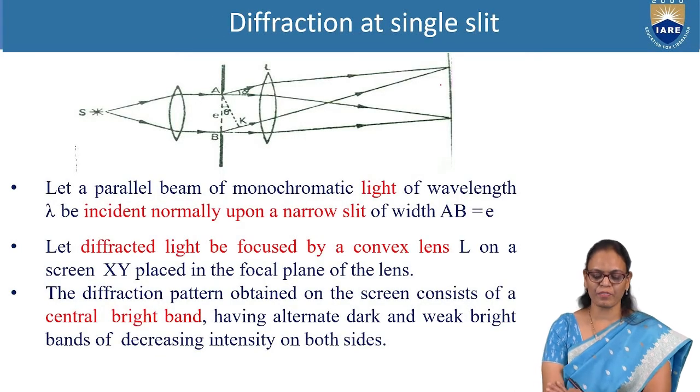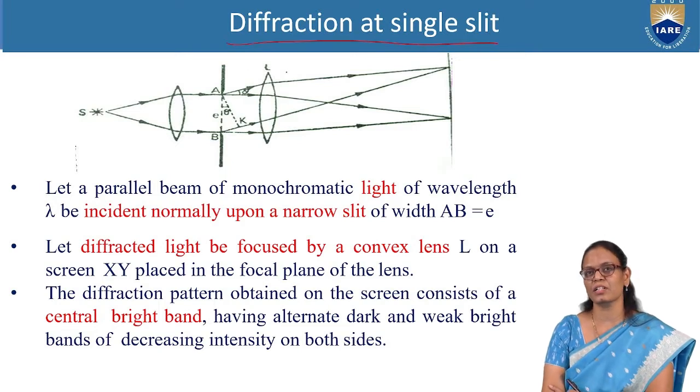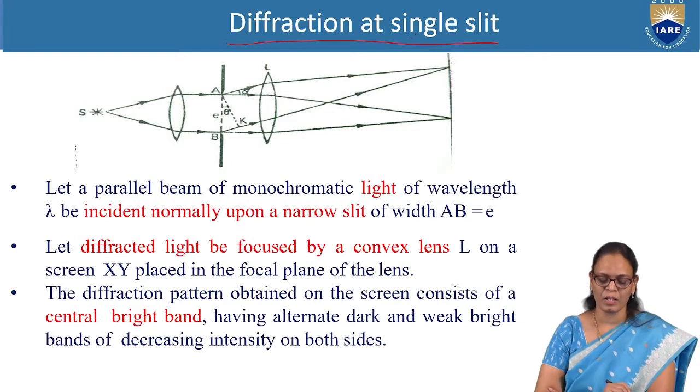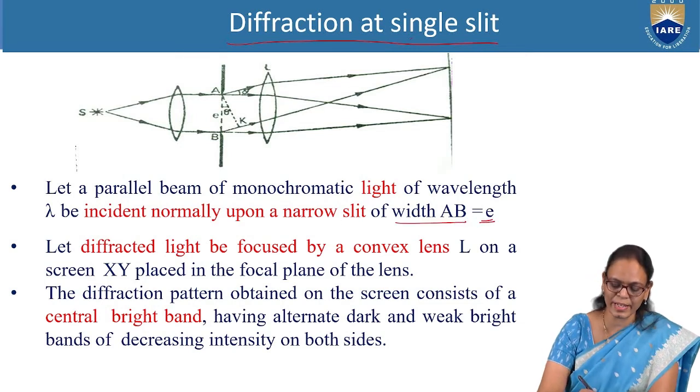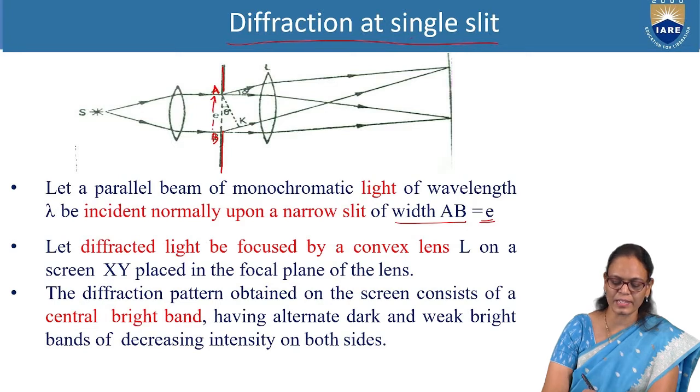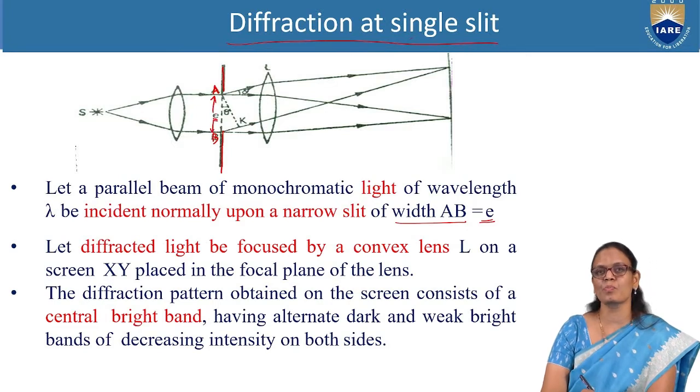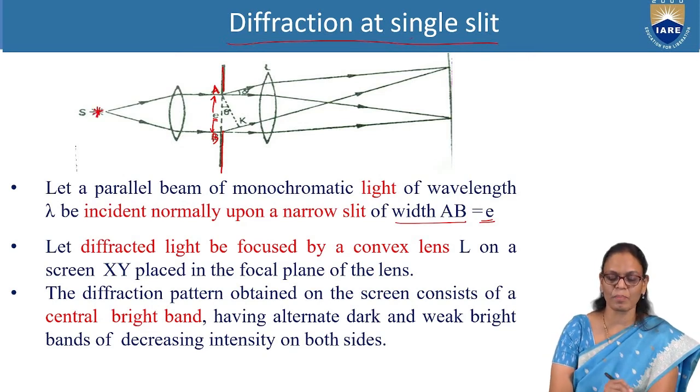Now let us see the diffraction due to a single slit. How diffraction occurs when we have one single slit. Let a parallel beam of monochromatic light of wavelength lambda be incident normally upon a narrow slit of width AB equal to e. So this is the slit, a narrow slit which we are representing by AB, and the width of the slit is e, very small. Now this is the source of light, which is a monochromatic source.